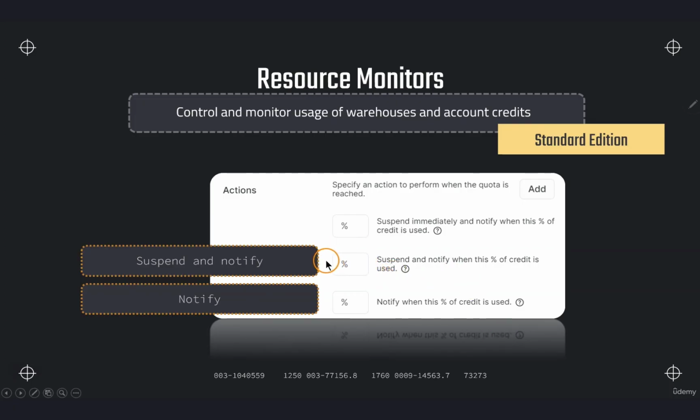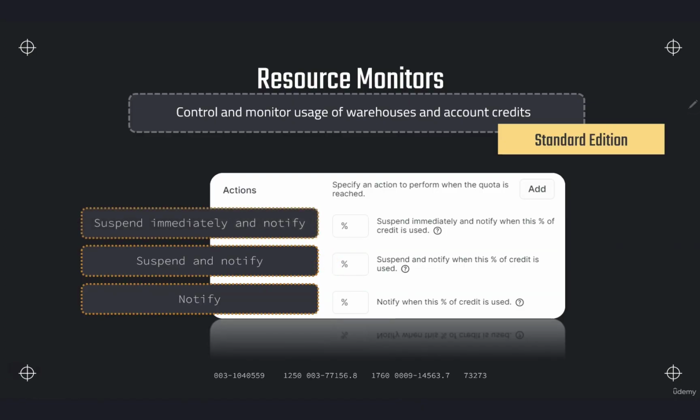And then if we want to be a bit more rigorous, we can also use the action suspend immediately and notify. And this will then suspend the warehouse or the warehouses immediately, and this will also abort the current queries. So if we have some queries that are currently running, this will also immediately stop those queries. So they will be aborted and they won't be completed if this limit is reached. And also be aware, you can also use percentages here that are above 100%. This is also possible. So those resource monitors can be created to control and monitor the usage of our credits.